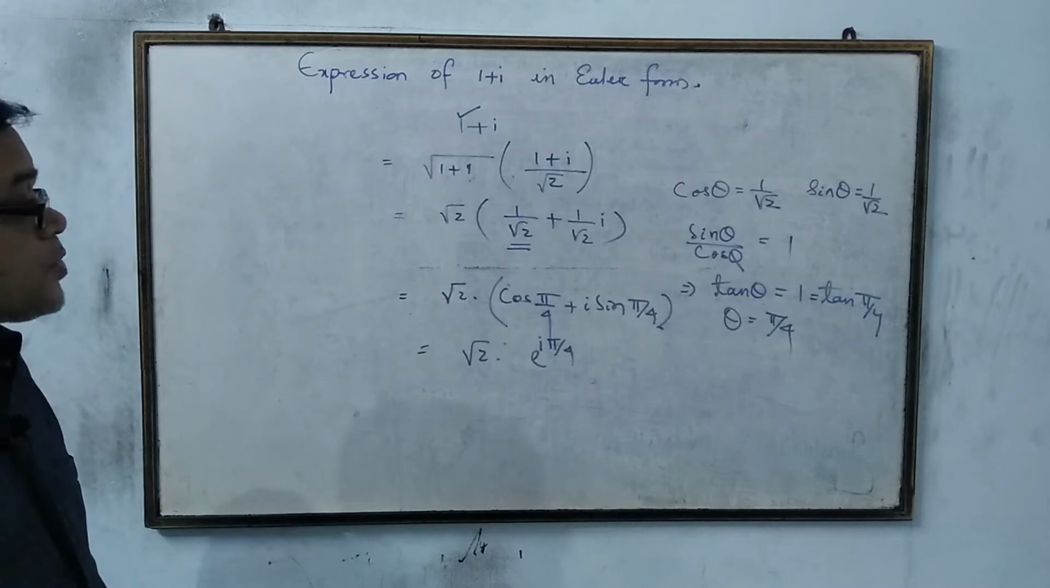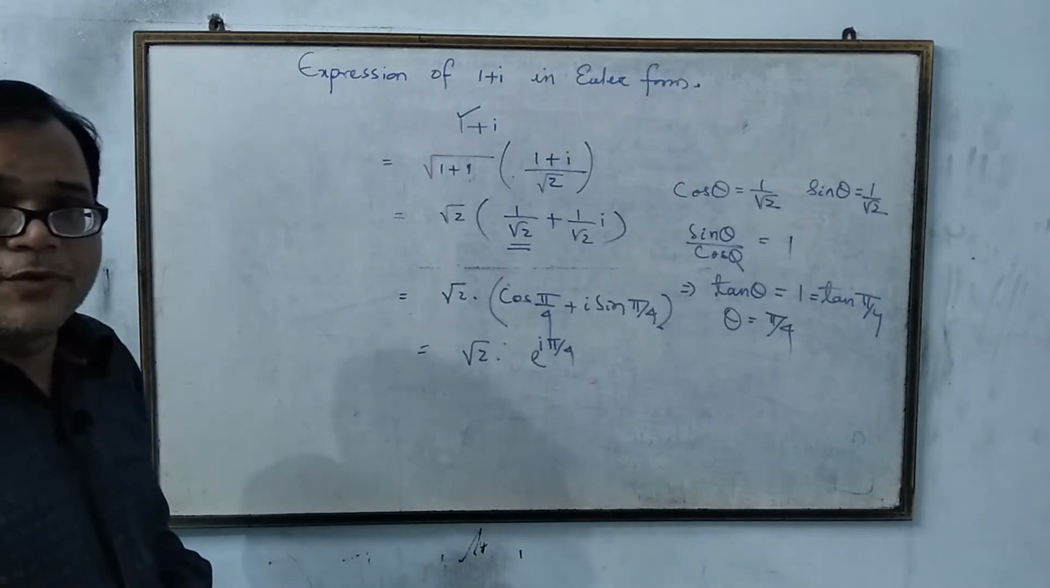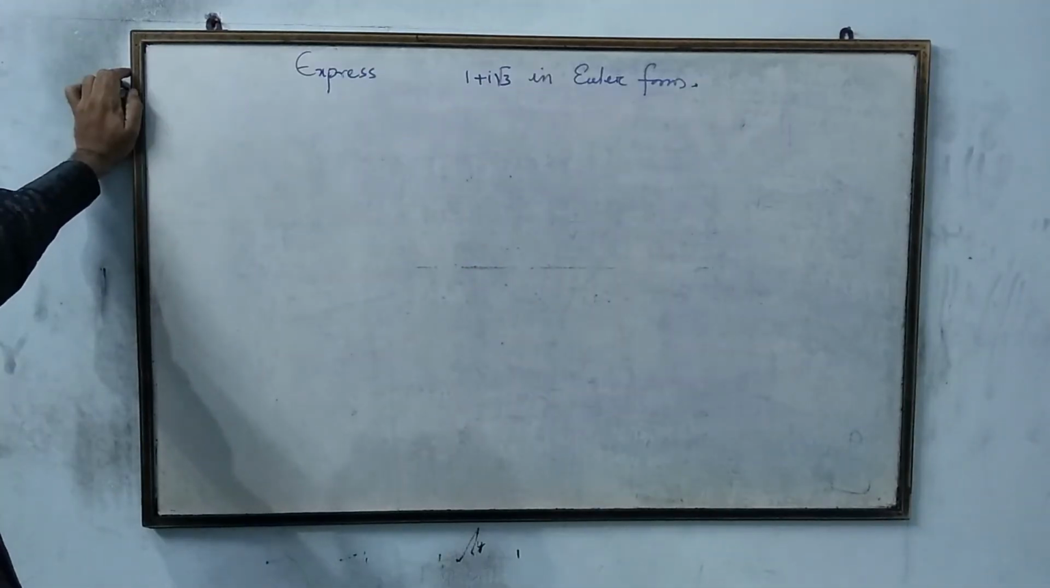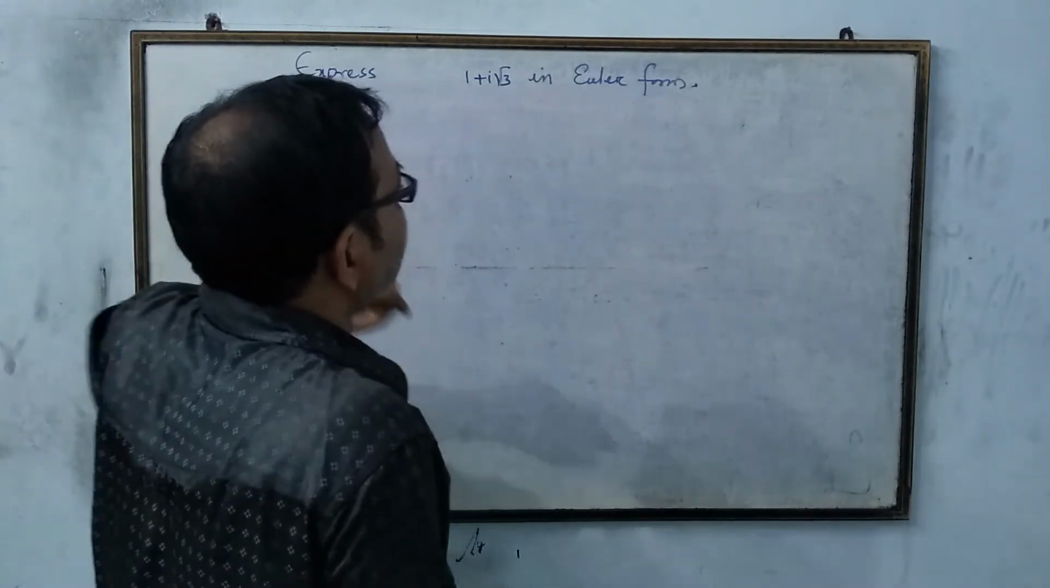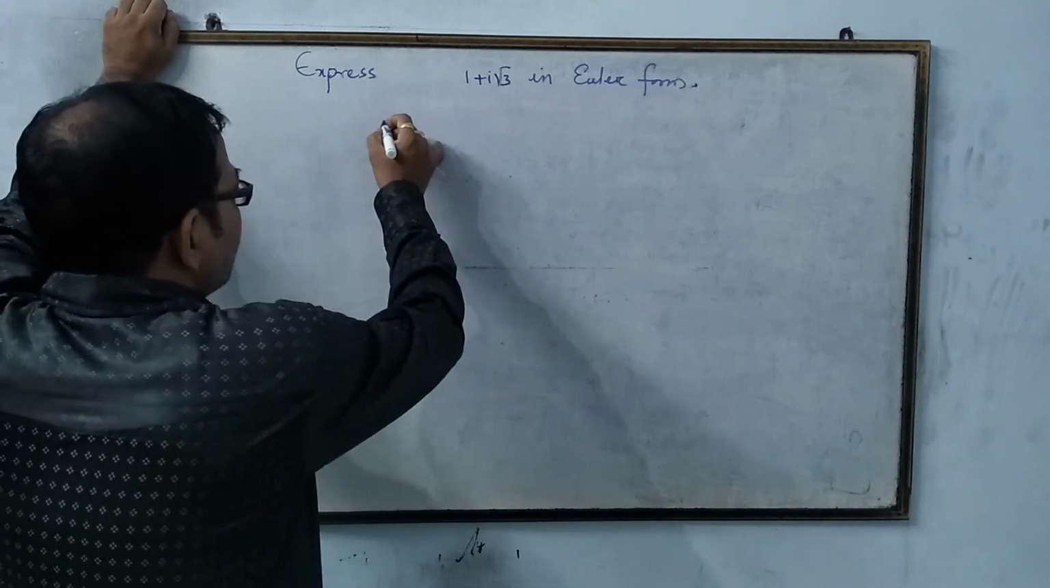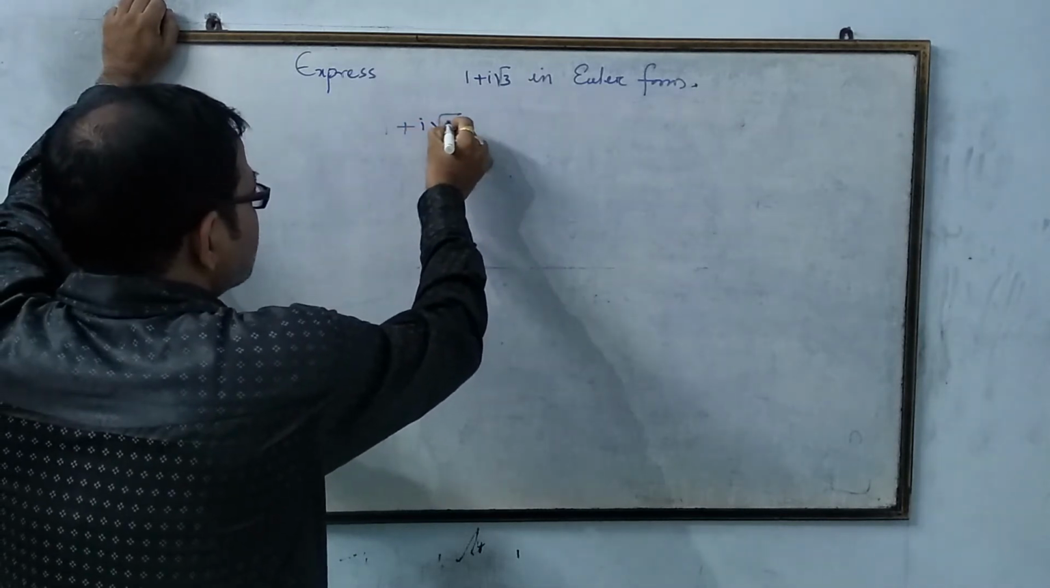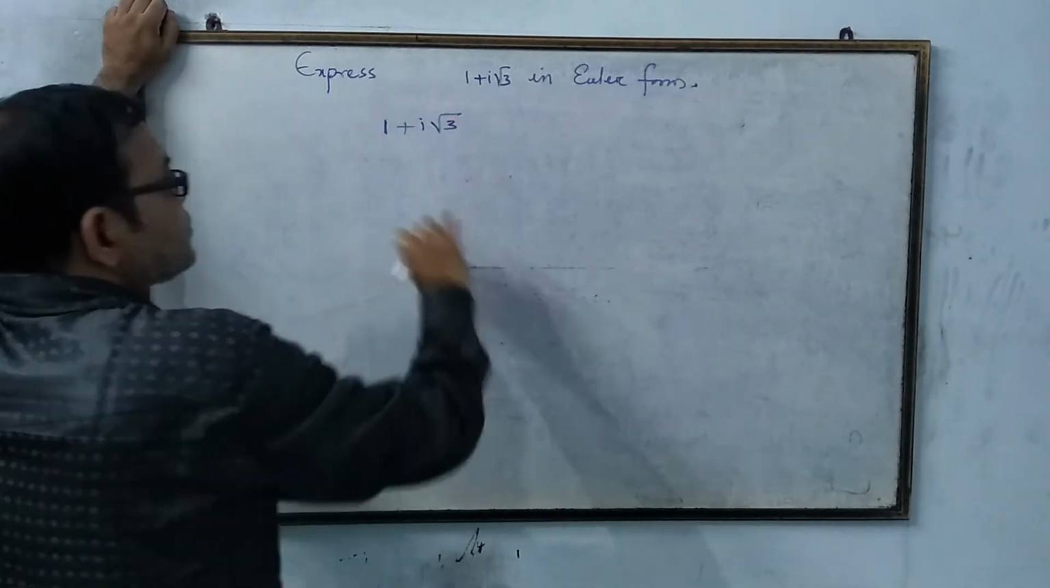We will take another question. Before that, pause the video. Now, another question. Express 1 plus i root 3 in Euler form. We will write the complex number 1 plus i root 3.